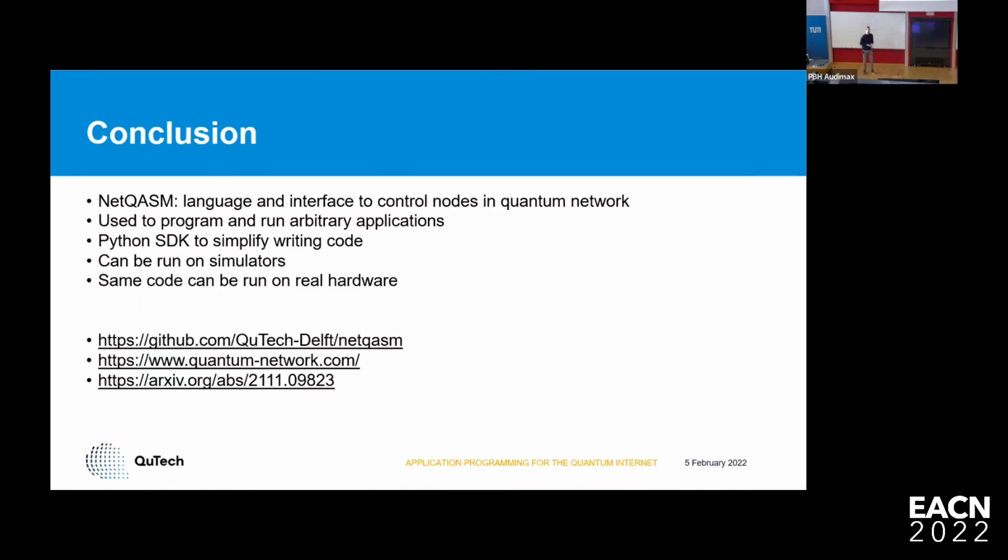So just quickly to conclude, NetQASM is a language and an interface to control nodes in a quantum network. You can use it to program and run arbitrary quantum network applications. You can use a Python SDK to simplify writing code, so you don't have to write these NetQASM statements, but you can write your code using Python. You can run this code on simulators, but the same code you can also run on real hardware. We already showcased this in the lab. And in the future, we hope that everyone can do this on publicly available quantum hardware.